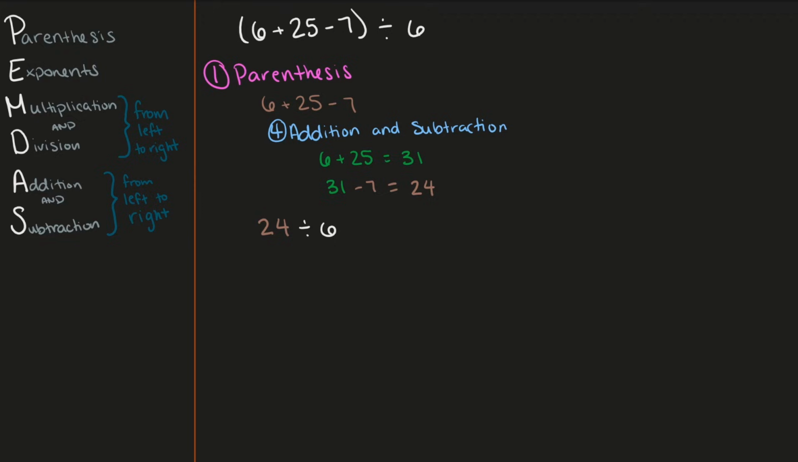We'll go back to our order of operations. We started with parentheses, we completed that. We don't have any exponents, so now we do have our division. So we're in our multiplication and division from left to right. So 24 divided by 6 is equal to 4. That's our last operation, so this expression is equal to 4.